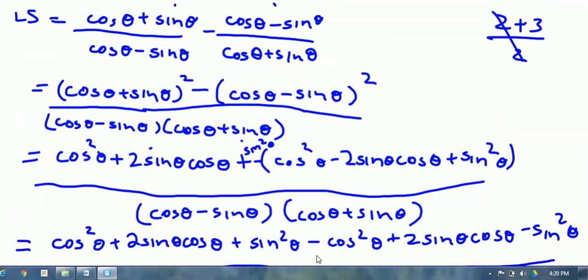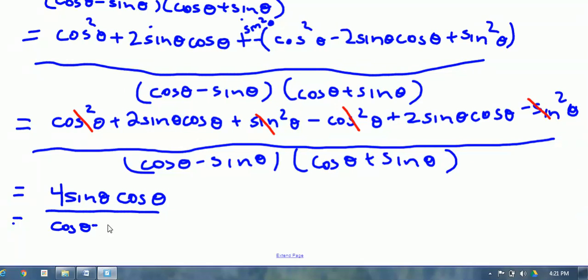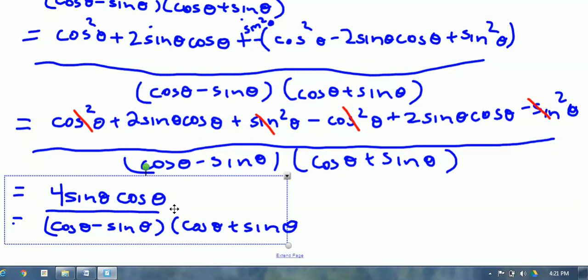Okay, so let's see, what can we do with the numerator here? I've got a cos squared theta and I can cancel that, and I can cancel that. And when I combine the two that are left, I end up with 4 sine theta cos theta over cos theta minus sine theta times cos theta plus sine theta. Now this one's complicated for sure.